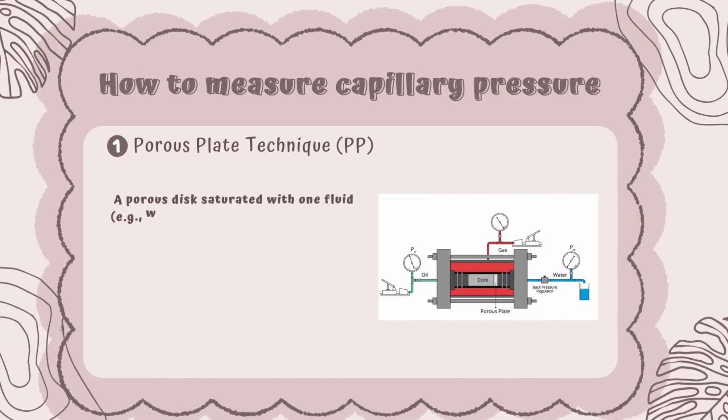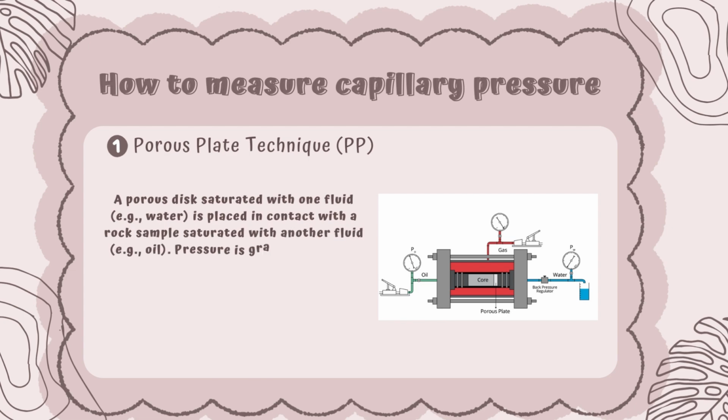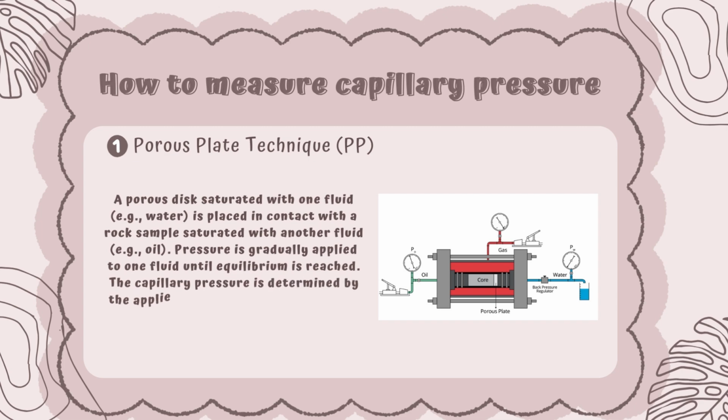We have three techniques to measure capillary pressure. The first one is the porous plate technique, PP. The second one is mercury injection capillary pressure, MICP. And the third one is centrifuge. We will look into the first technique, which is the porous plate technique, PP.